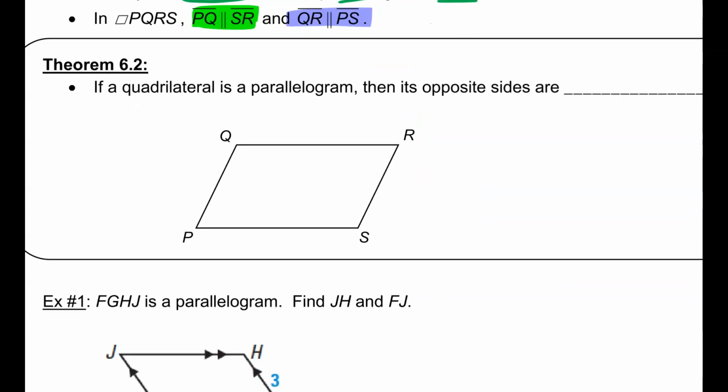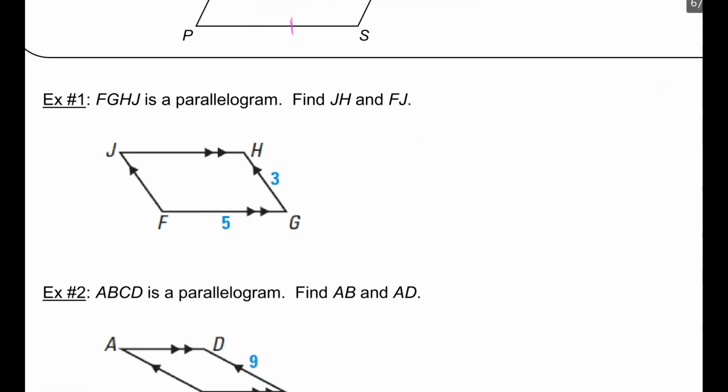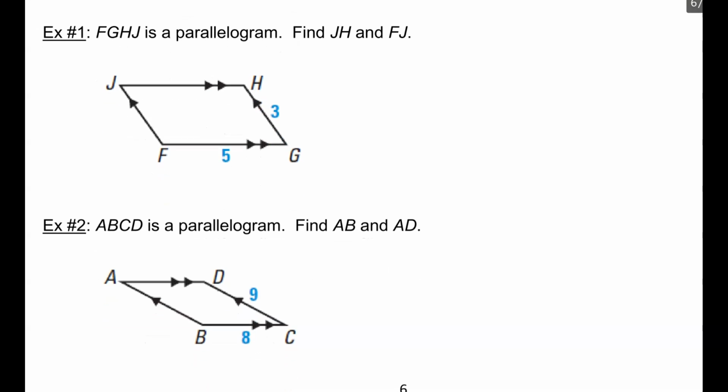So theorem 6.2 says, if a quadrilateral is a parallelogram, then its opposite sides are congruent. So the opposite sides are parallel, as we just stated, but this theorem says that the opposite sides will be congruent. So what that means is this side and that side will be congruent, and then the opposite pair will also be congruent.